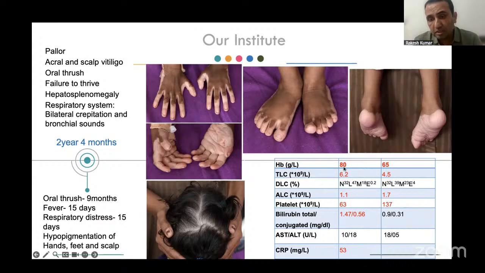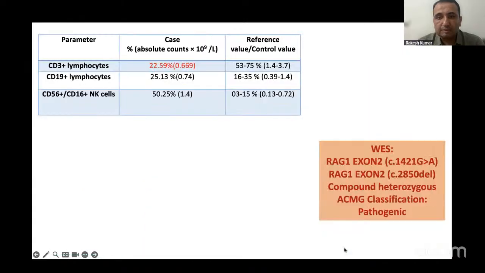So if you see the hemogram, there was anemia, total leukocyte count was normal, and the absolute lymphocyte count is almost normal in this child. Platelets were low, bilirubin was elevated, and CRP was elevated. When we performed the lymphocyte subsets, CD3 lymphocytes were significantly low in this patient, while CD19 and CD56 were preserved. So this is a phenotype of T minus, B plus, NK plus SCID.